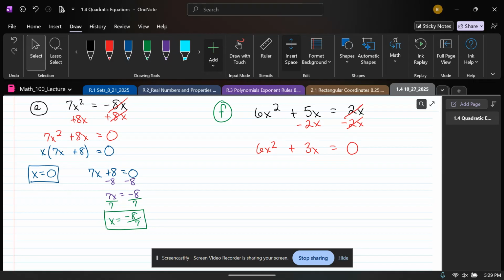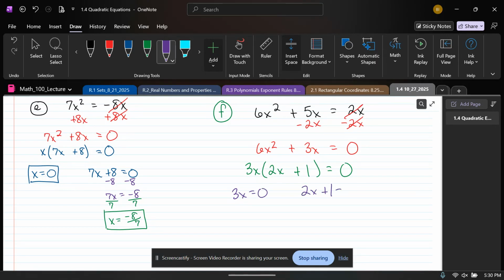Then, what am I doing? Greatest common factor. Always look for that first. Before you do anything else, after you get it equal to 0, look for the GCF, which would be 3x. And that's going to leave what in those parentheses? 2x plus 1. Okay, so now we got two factors there. We got a 3x and we got a 2x plus 1. Set them both equal to 0.